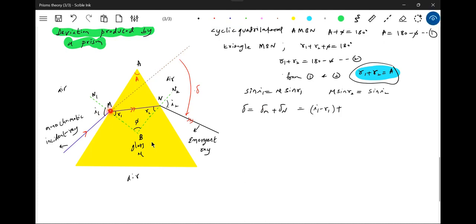The deviation suffered by the ray at the first face will be the angle of incidence minus the angle of refraction. This is the angle of incidence, this is the angle of refraction or angle of emergence. The ray wanted to traverse a path like this here, but it got deviated. So the deviation at this point, at the emergent face, is I2 minus R2.